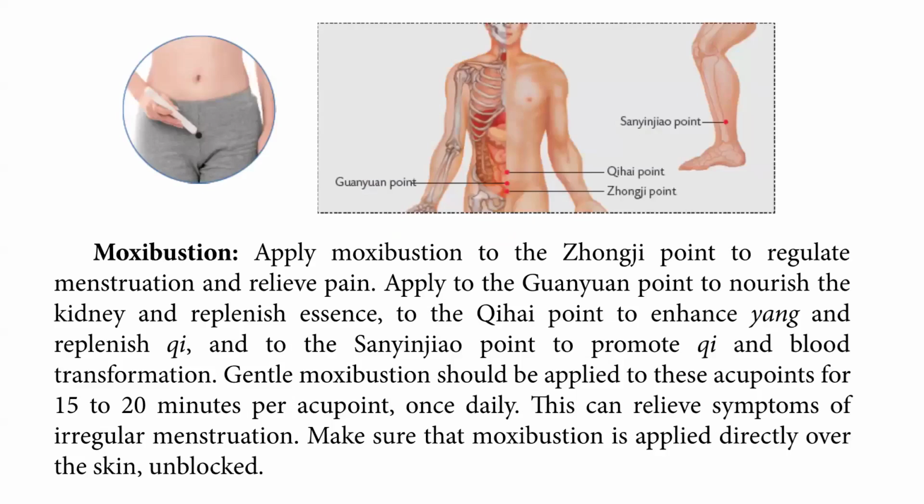Gentle moxibustion should be applied to these acupoints for 15 to 20 minutes per acupoint, once daily. This can relieve symptoms of irregular menstruation. Make sure that the moxibustion is not applied directly over the skin.